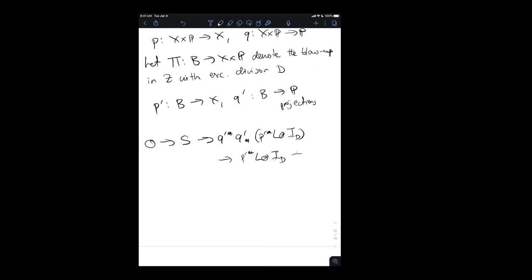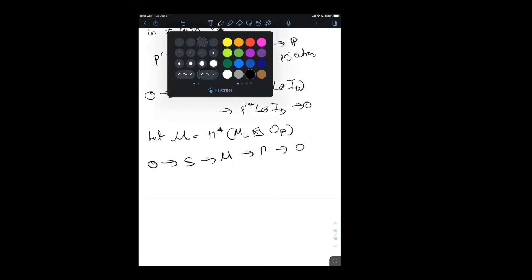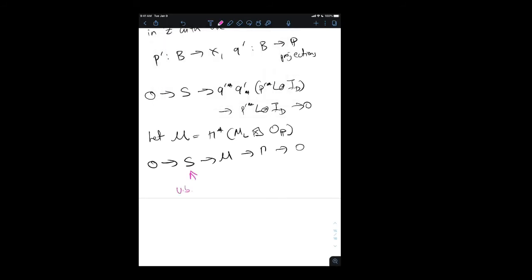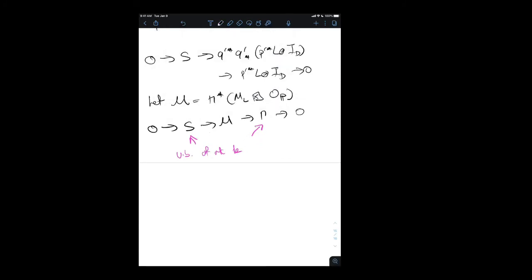Now, so I'm almost done, if I define M to be the pullback under the blow up of ML box OP, then the observation is everything relativizes so that you get a short exact sequence like this, where these guys are vector bundles of rank K, which relativize the previous vector bundles.